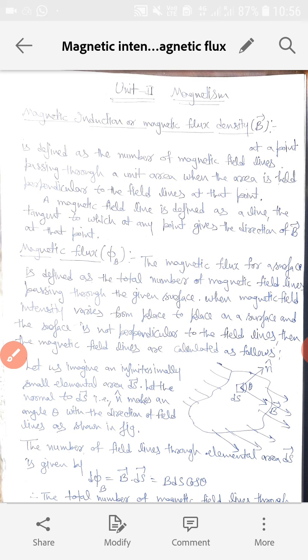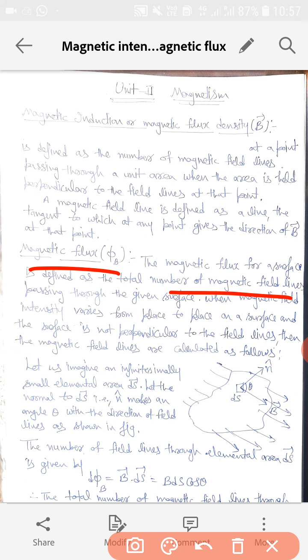You might be aware of the term electric flux, which is represented by phi E. Magnetic flux will be represented by the term phi B. Magnetic flux is defined for a surface, and it is defined as the total number of magnetic field lines passing through the given surface.